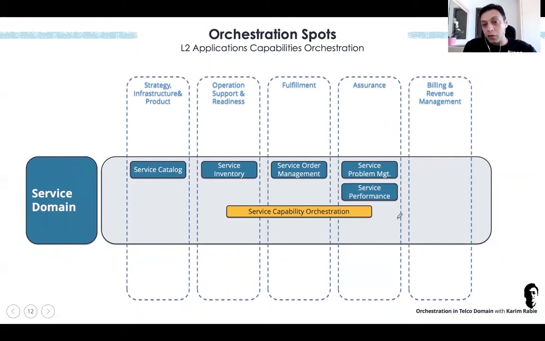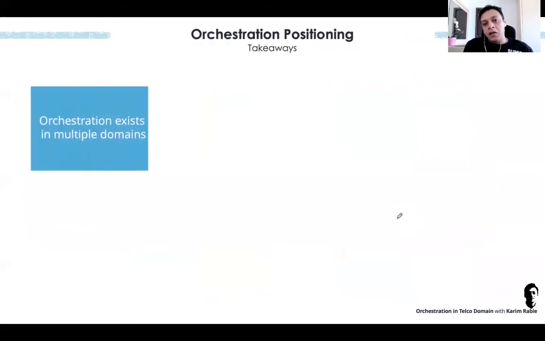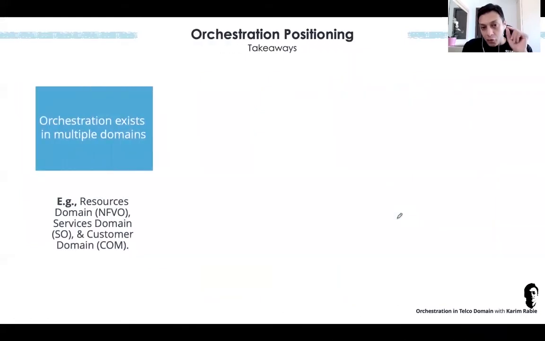It is there in the service. Also, you will see that it is there in the resources. So as a takeaway for the orchestration positioning, and that's the last slide before we explain the orchestration bricks: orchestration exists in multiple domains. You have to know that. There can be an orchestration in the resources domain, like the ETSI NFVO, and I will explain that. It can be there in a services domain, like a service orchestrator, domain orchestrator.